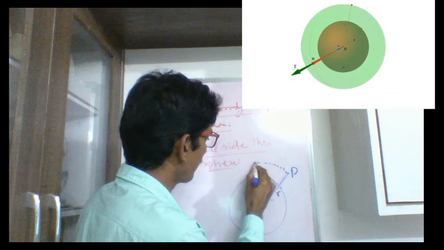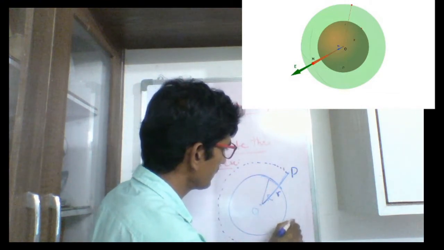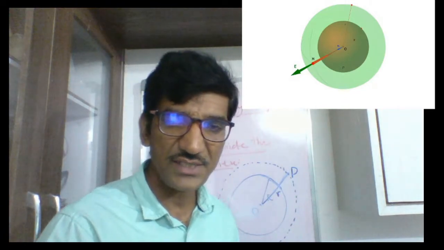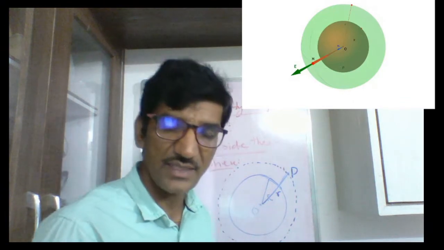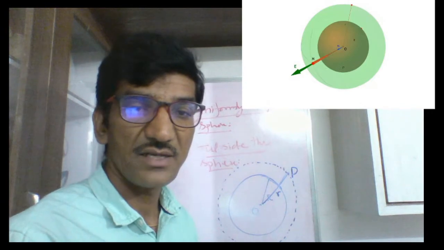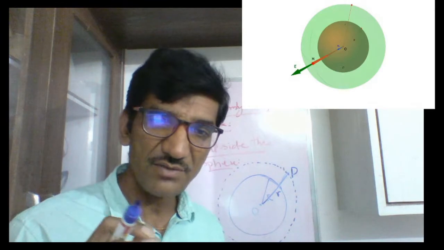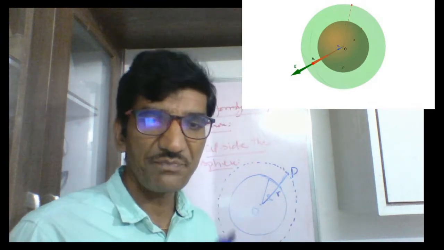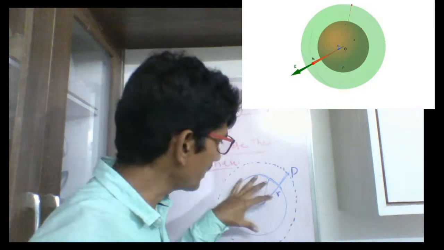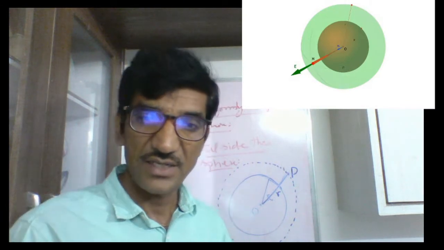That circle is passing through your point P. What do we call this surface? In the applications of Gauss law, we call this surface the Gaussian surface. We have to draw the Gaussian surface keeping in view the geometry of the object. This is a spherical object. That's why we are considering the Gaussian surface to be a sphere.